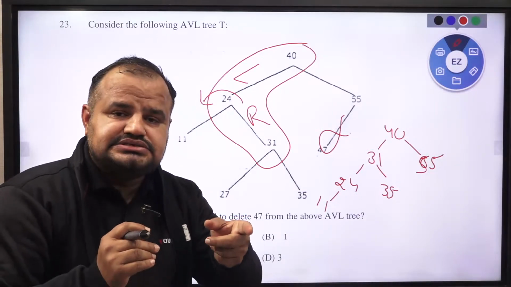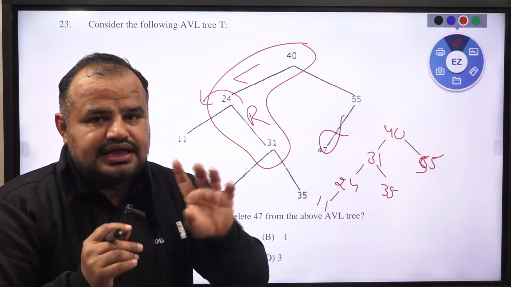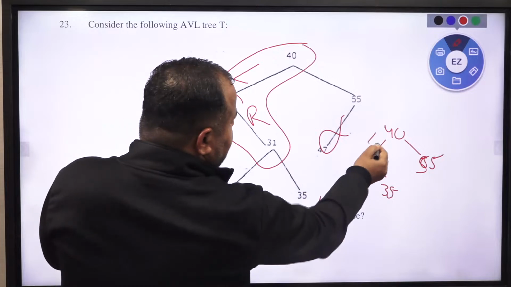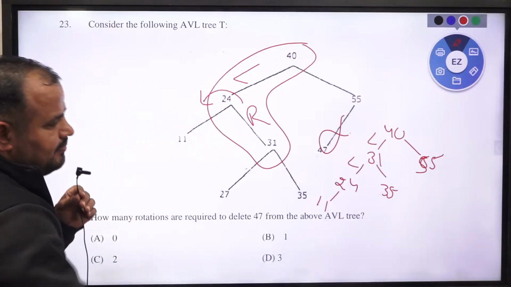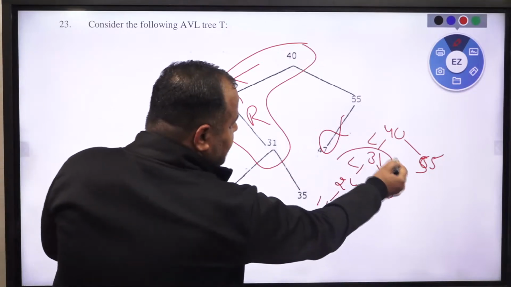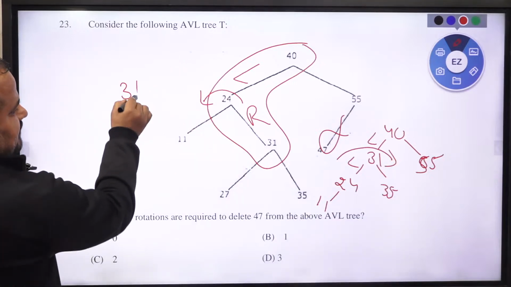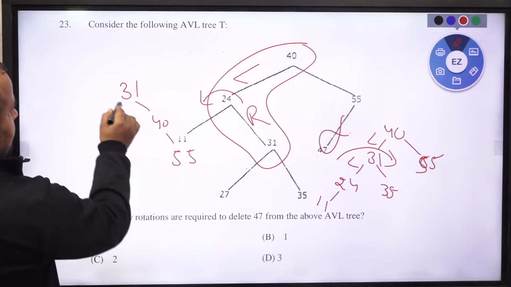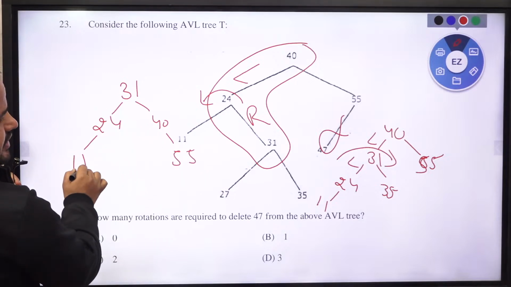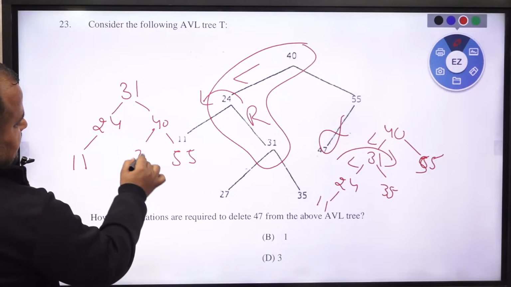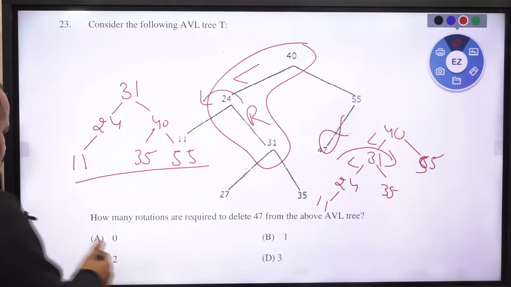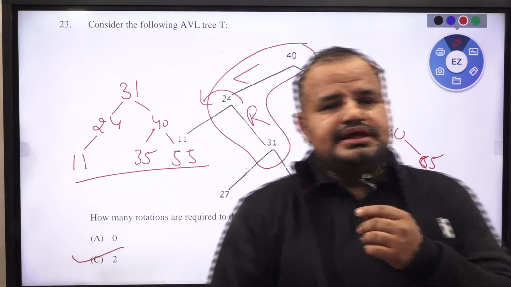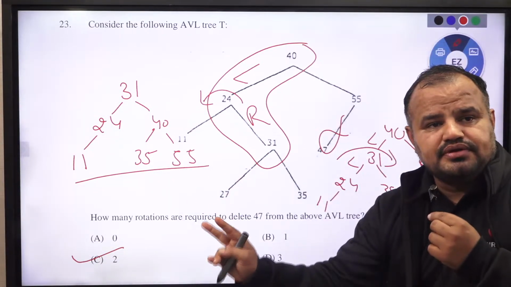Keep in mind, whenever we have an LR and LL problem, after doing one rotation, no need to find out the balance factor. Now this is an LL problem, and for an LL problem you have to do a right rotation. Now 31 is the root, 40, 55, 24, 11 and 40 left, 35. So now the tree is balanced, so you required 2 rotations because it is an LR problem. Very good, my dear students.